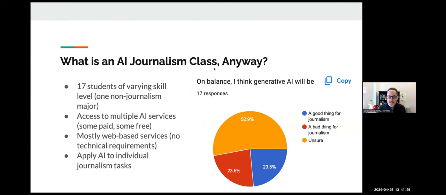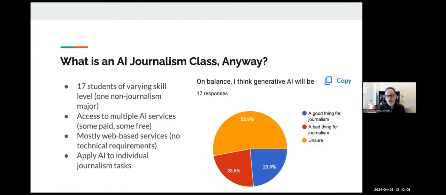This journalism class is about 17 students, varying skill levels, one non-journalism major included in them. I asked them before the course began what they think the impact of generative AI would be on journalism. They were mostly unsure. And I wanted to make this class less technical than I personally am. I'm an early adopter, I'm a geek, I'm immersed in this stuff, but I wanted to make sure that we were actually reaching students who were not necessarily where I was or as comfortable as I was. In fact, I've got a couple of students in the class who, prior to the class, had never used generative AI, which is exactly what we wanted.